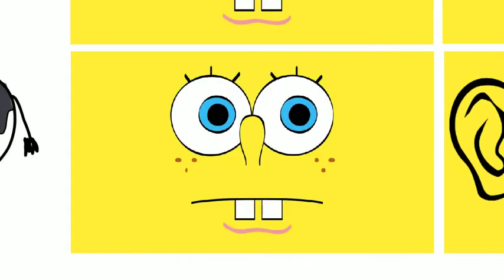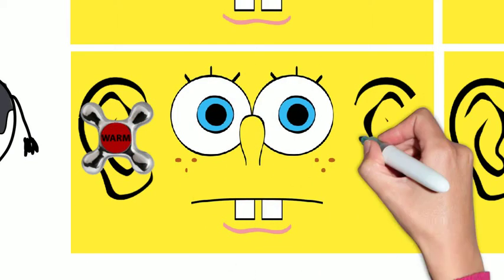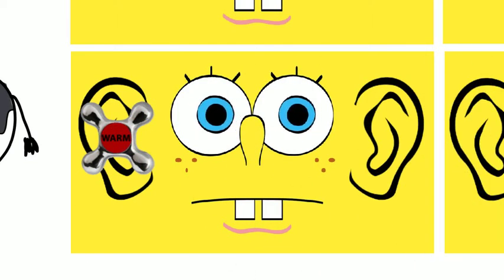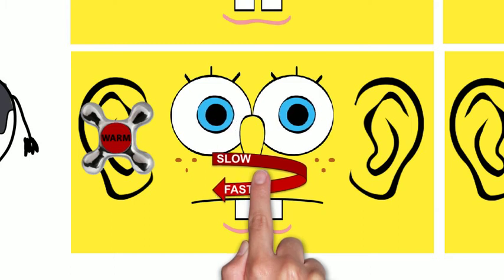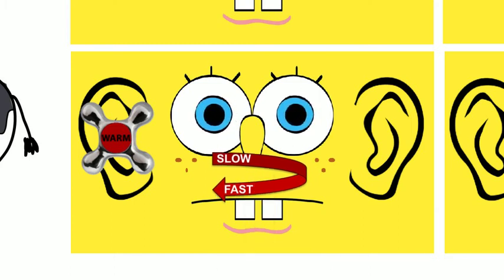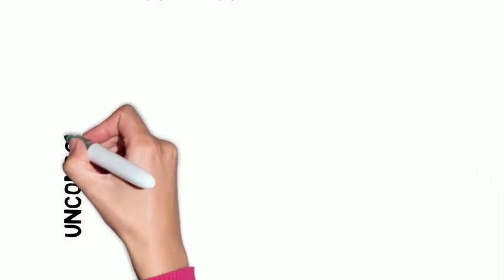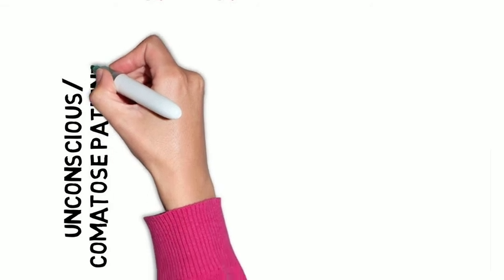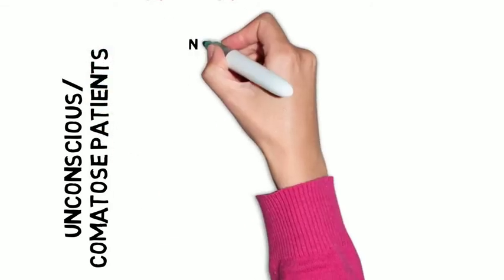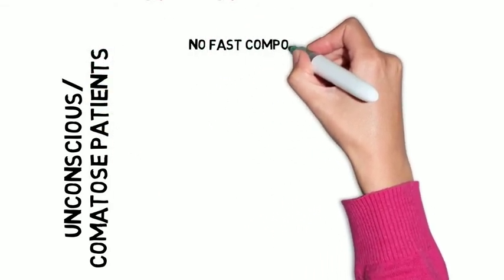Warm water in the right ear induces the slow phase of movement towards the left, followed by a fast phase towards the right. As the slow component of VOR does not require higher cortical function, we can use caloric testing to assess lesions of the brainstem in unconscious or comatose patients. In these patients, there is no fast component, as this would require higher cortical function.